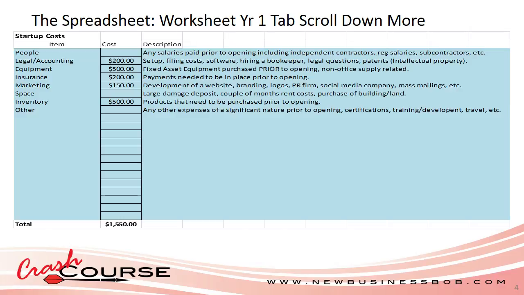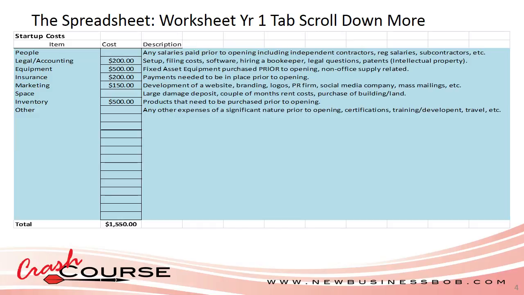Equipment, we're talking about fixed asset equipment purchased before you open, not in the first month. So anything for your actual business, like a car would be, I would think, the biggest thing at this point, or a computer, before you actually have that first month. And this would be non-office supply related expenses. Insurance, we're talking payments that are needed to be in place before you actually open the business. A lot of insurances want it before your first day.